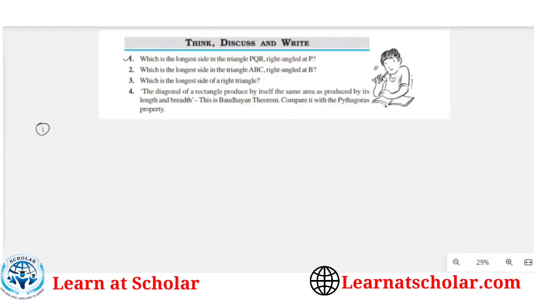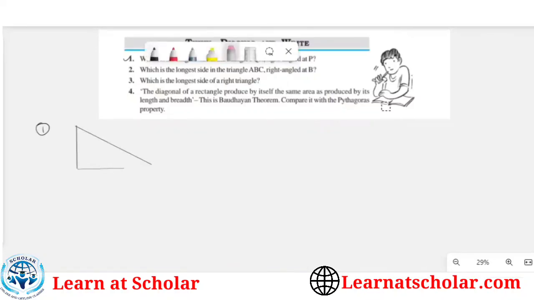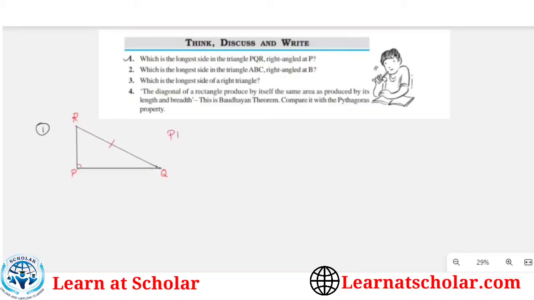Next question. They are think, discuss and write based on your knowledge. We will draw a triangle which is right angled at P. Which is the longest side in the triangle PQR, which is right angled at P? You can easily find out. The side opposite to the right angle is the hypotenuse or the longest side. So here it is QR. So QR is the hypotenuse or the longest side in the triangle PQR.